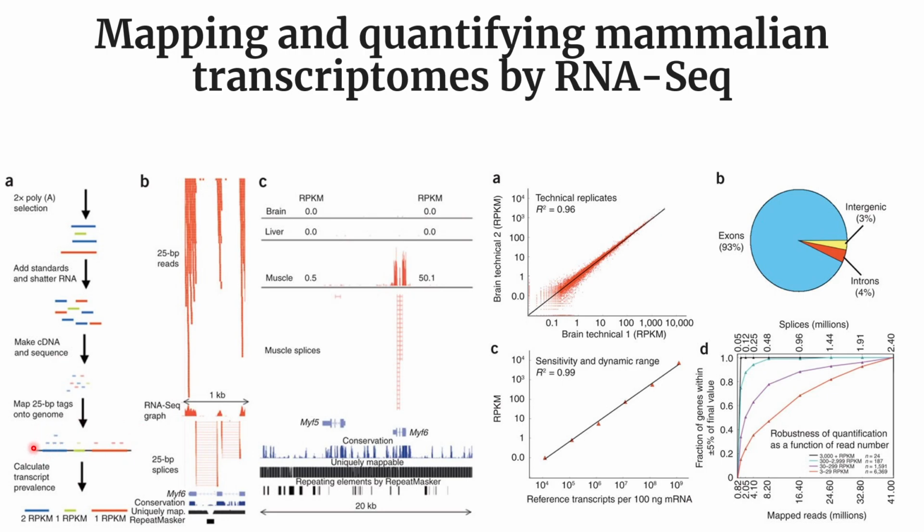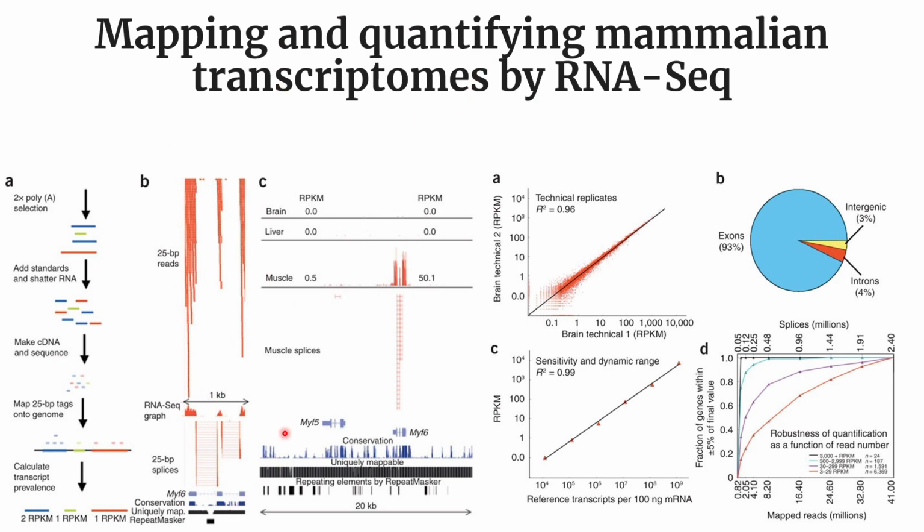After that, these 25 base pair reads are sequenced, and then normalized using different strategies, that is RPKM. The data is then analyzed using normalized values such as RPKM, and these are the standard normalized units used to measure transcriptome levels via RNA-seq data.